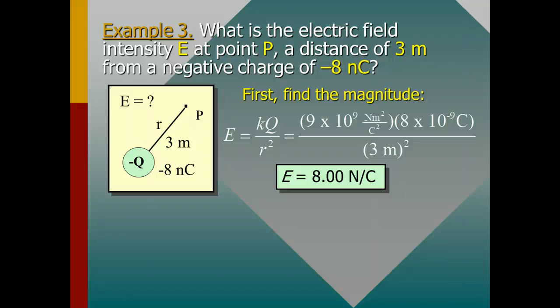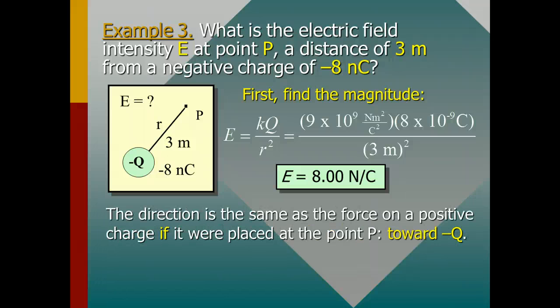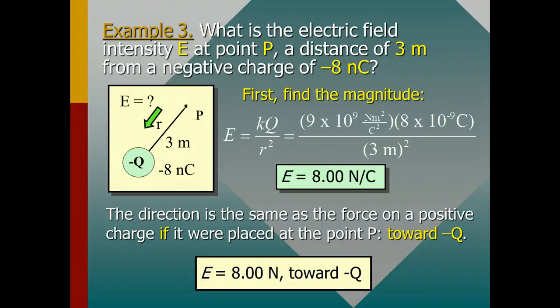The direction, remember, is the direction that a positive charge would feel there. So if we put a positive charge there, it would attract toward the negative Q. So we have our electric field toward Q.